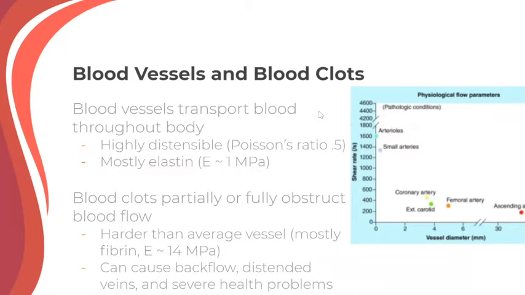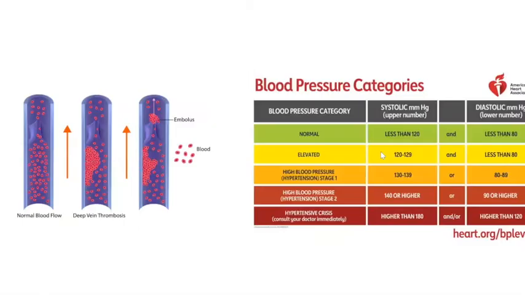On the right is a physiological flow parameter chart that measures blood vessel diameter versus its shear rate. To the left are three types of blood flow. On the far left, you have the normal blood flow, and then in the middle you have a deep vein thrombosis, and on the far right you have a clear picture of an embolus, and a zoomed-in picture of blood.